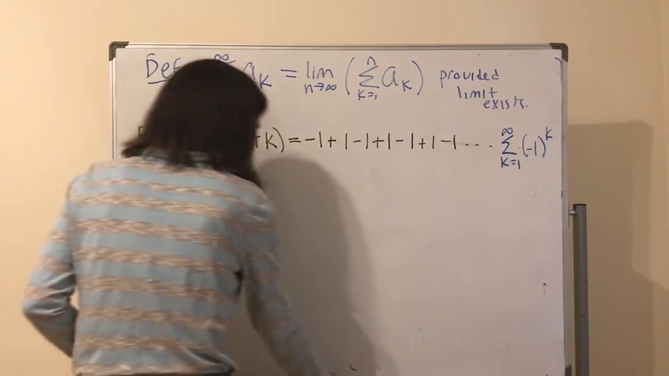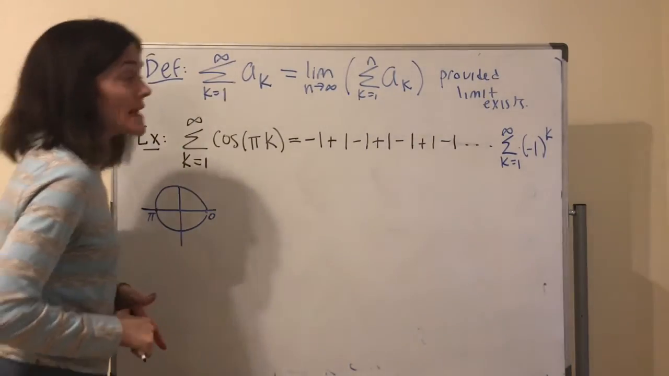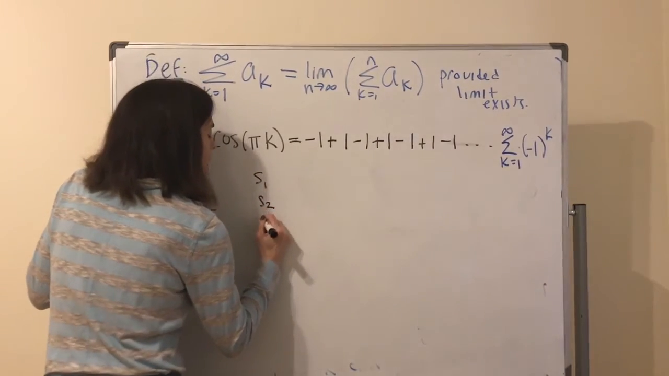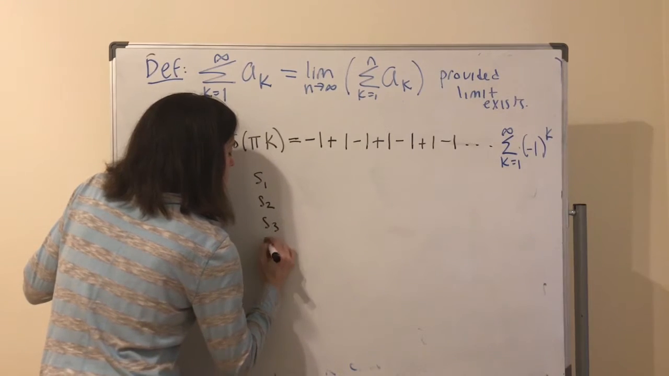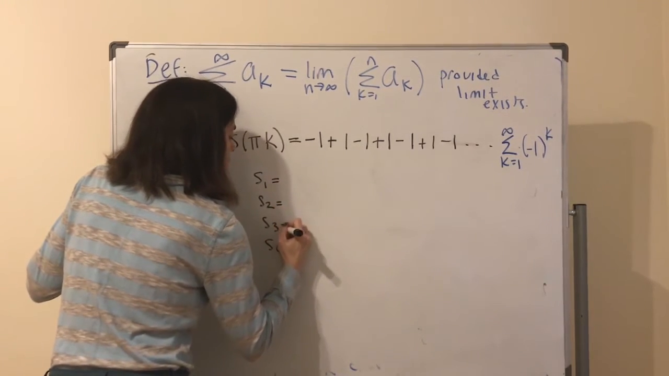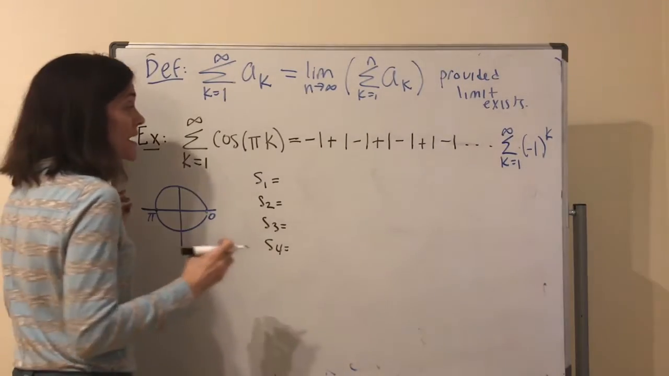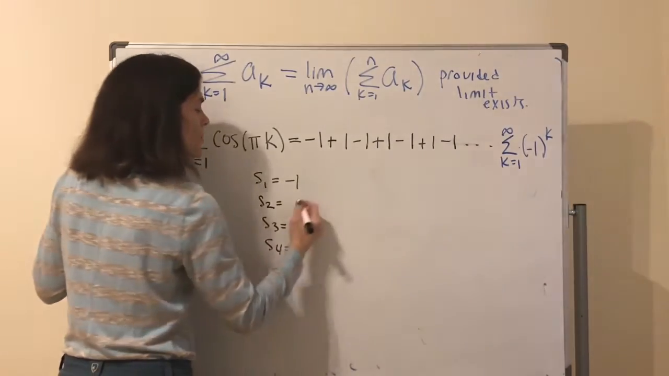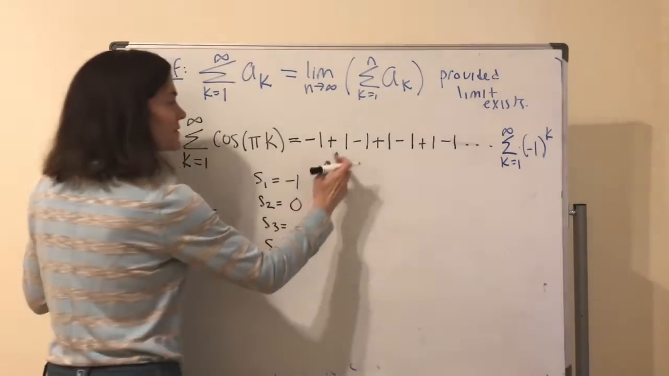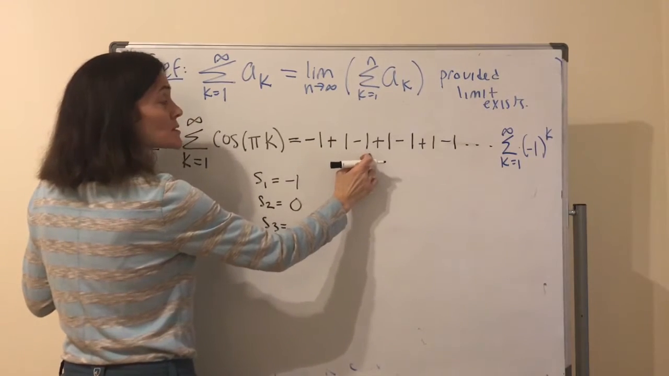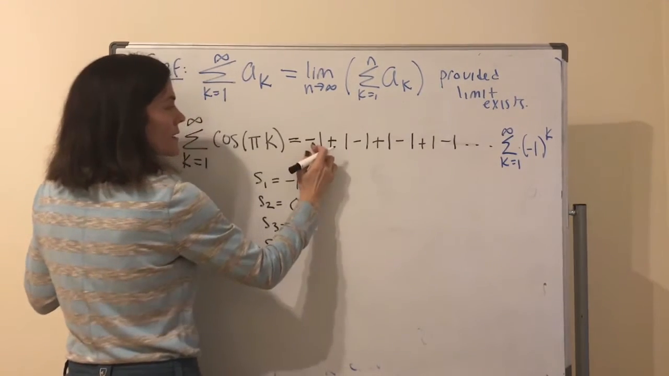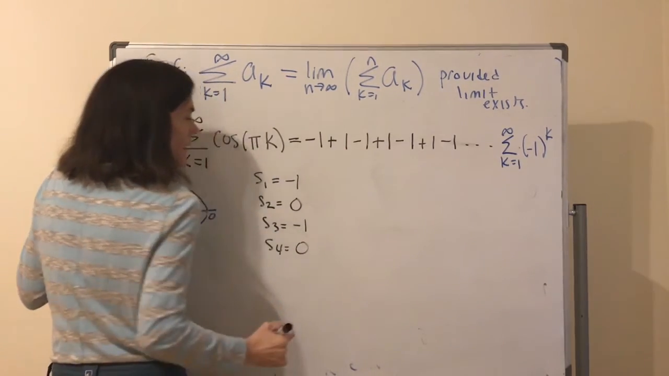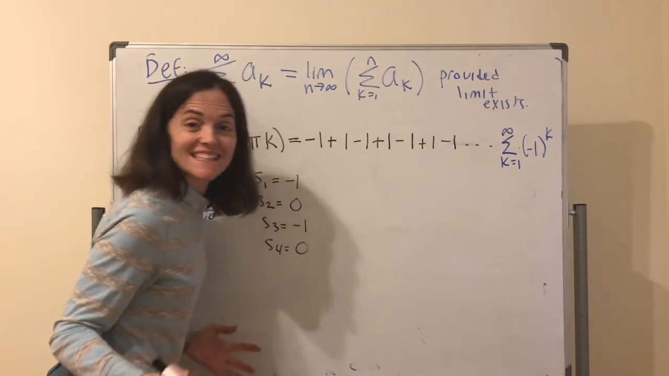Well, what is the nth partial sum? Let's compute a few. We'll do S1, S2, S3, S4. What's S1? Well, we add up through k equals 1. It's just the first term. S2, we have 1, 2, add them up. S3, we have 1, 2, 3, this is k equals 3, add them up. This is k equals 1, 2, 3, 4. Add them up, we have 0, 0. And this sort of pattern, as you could imagine, continues.